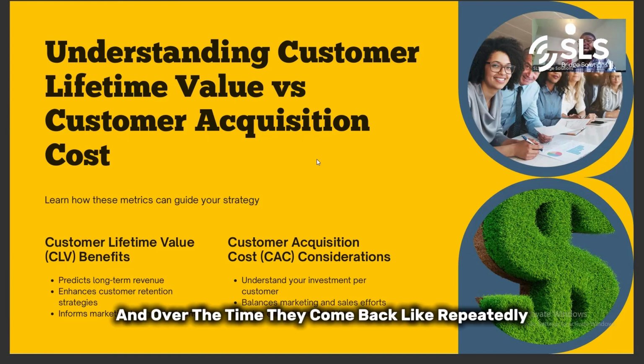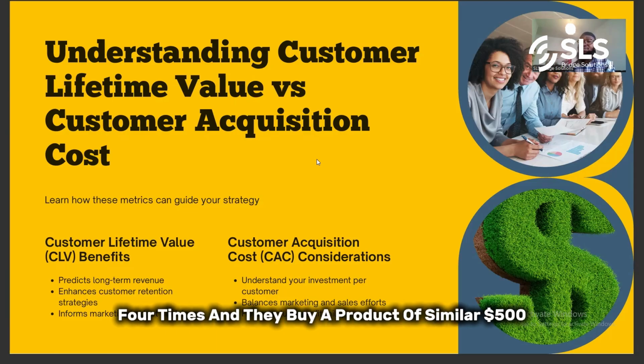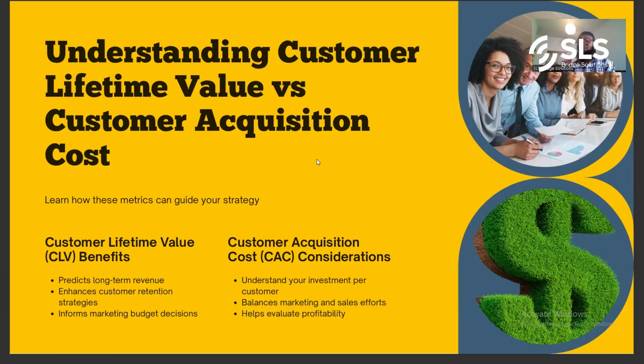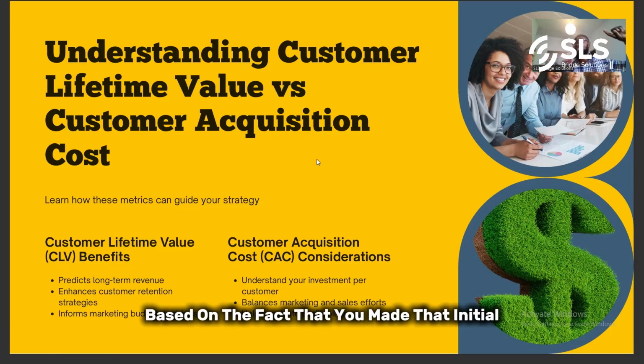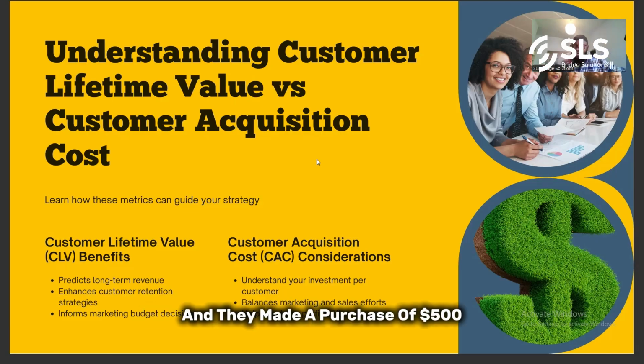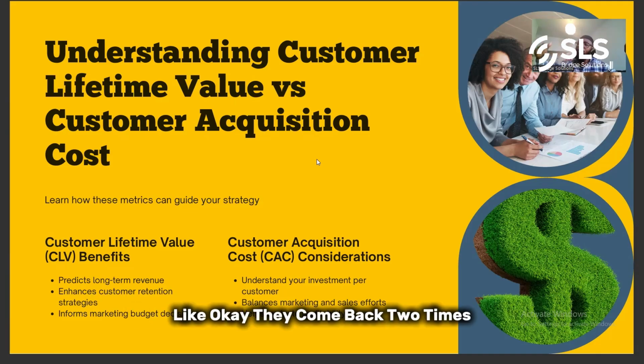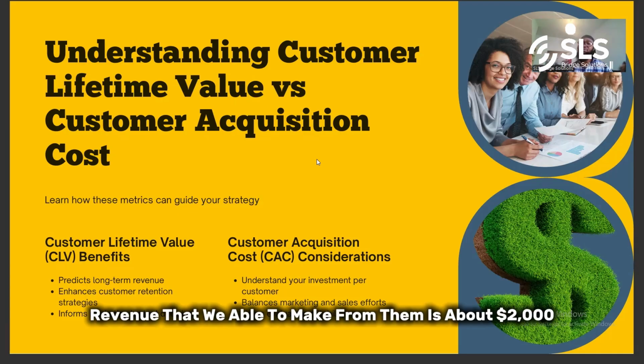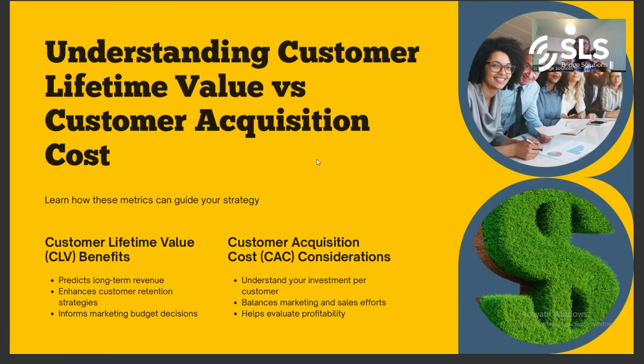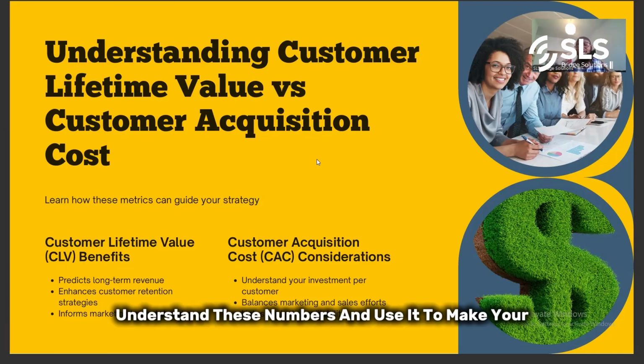Because if somebody is actually worth about $500 to your business now, and you spend $1,000 to acquire them, and over time they come back repeatedly 4 times and buy a product of similar $500, that means they have made a purchase of $2,000. You don't just judge them based on the fact that you made that initial investment of $1,000 and they made a purchase of $500. You need to consider the overall lifetime value. They come back 2 times, 3 times, 4 times, and the eventual revenue that we're able to make from them is about $2,000.